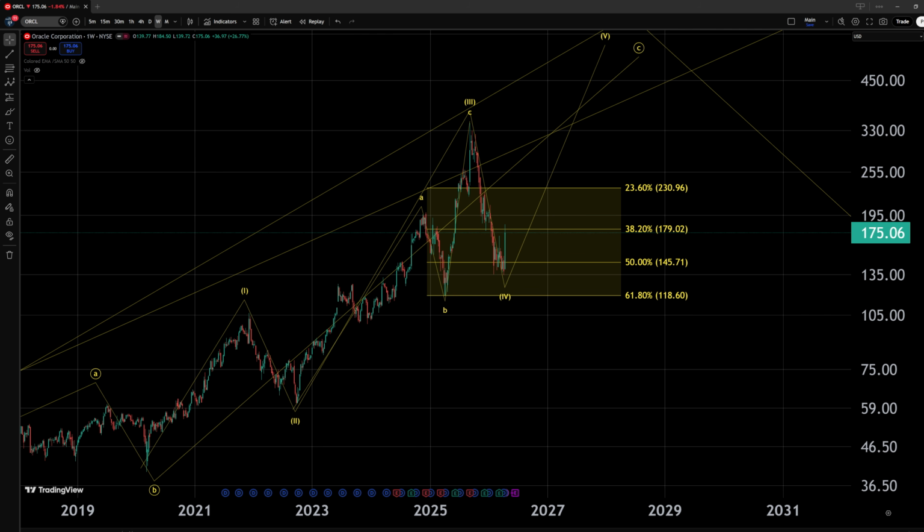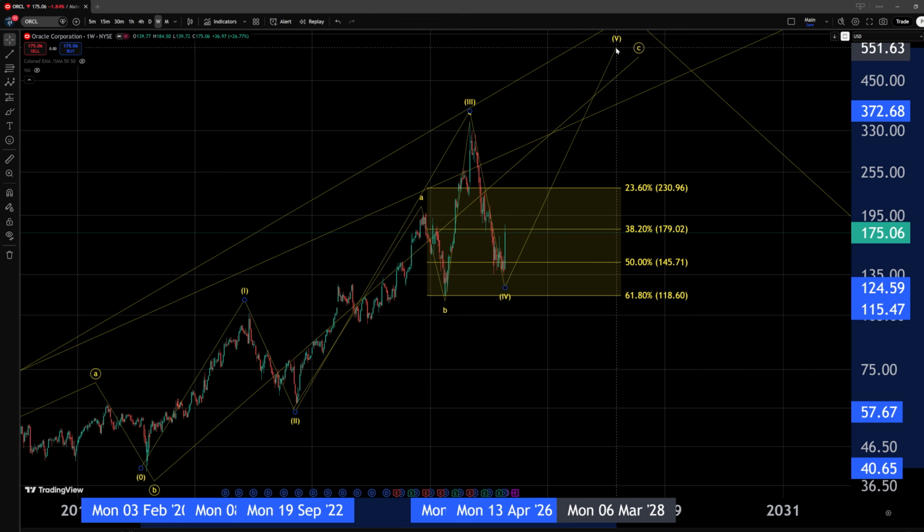In this video we are looking at Oracle. It is time for another update. We've seen continuation to higher prices. We are looking at a potential extension to new all-time highs within this wave 5, as this wave 4 in yellow is potentially complete at this point.